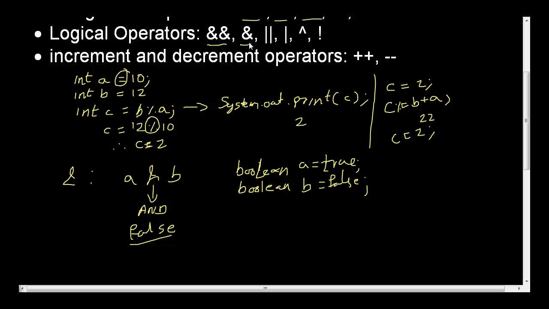Ampersand means AND. A single line means OR. A caret sign means XOR, which basically means exclusive OR. And an exclamation sign means not, or negation. An exclamation sign will basically take any value and negate it.